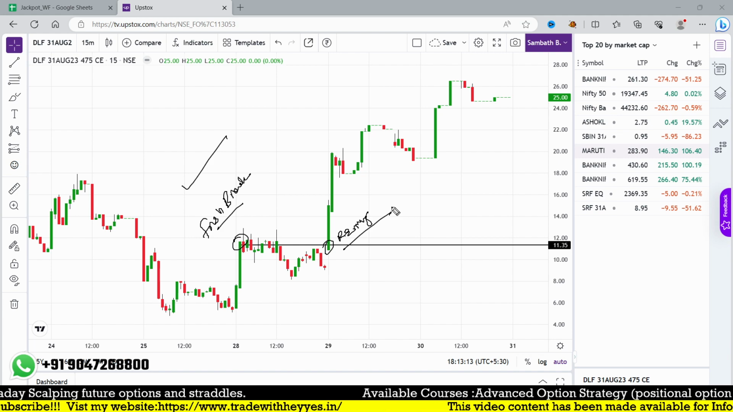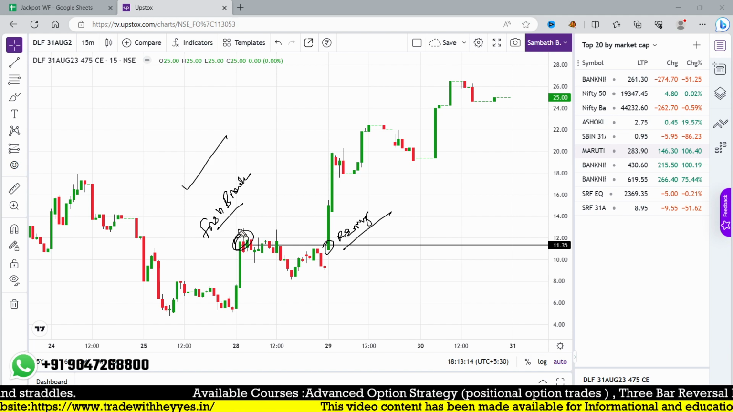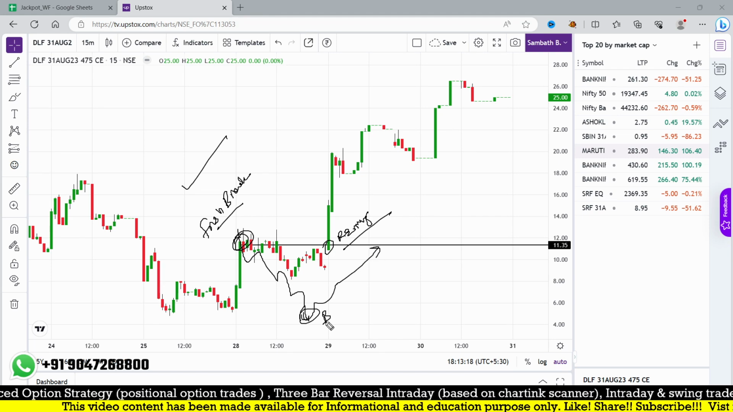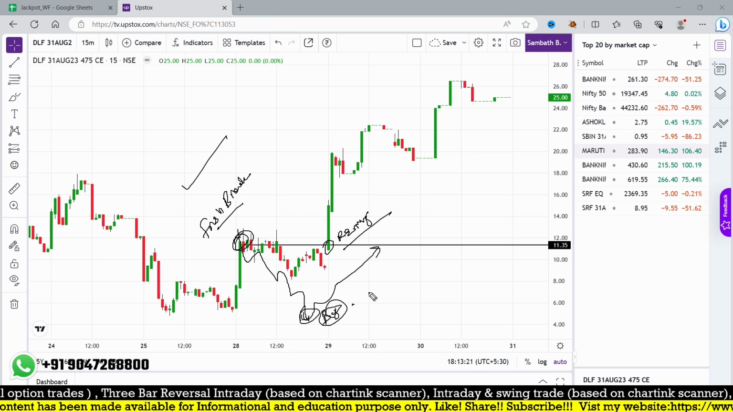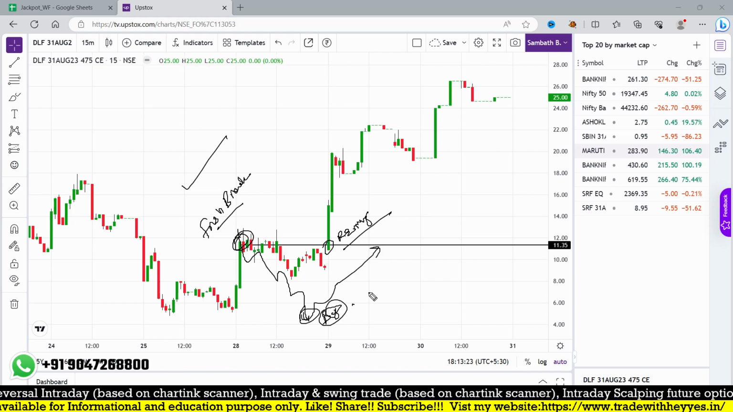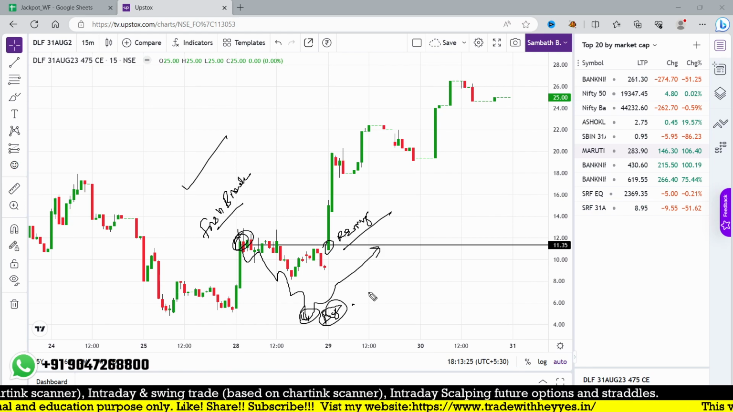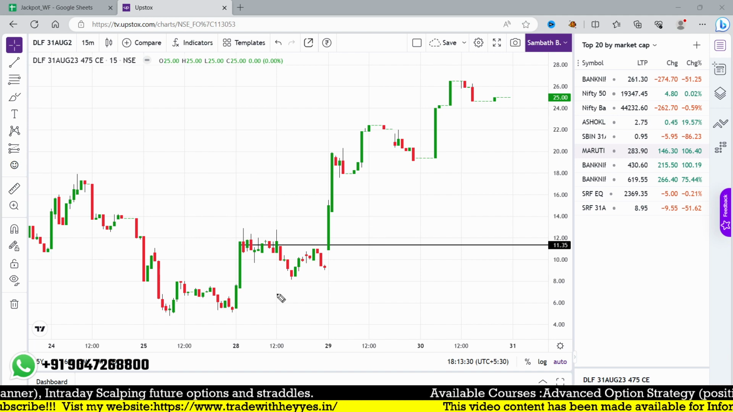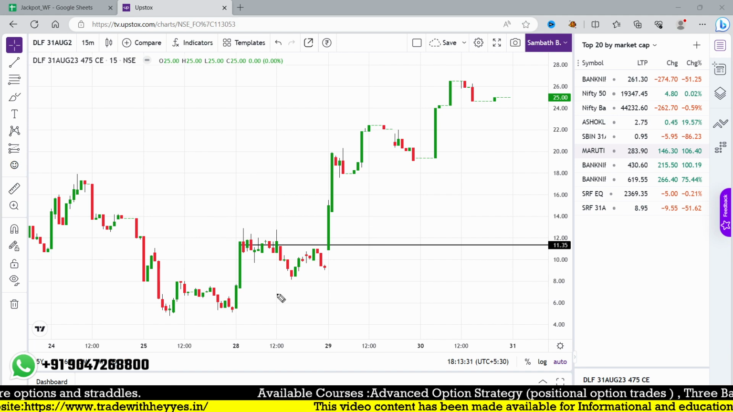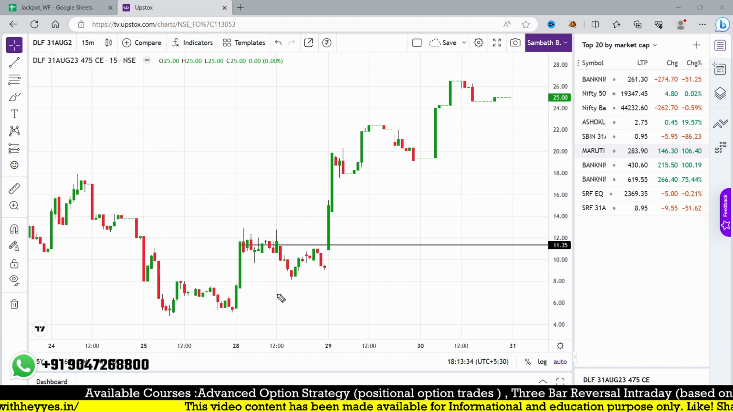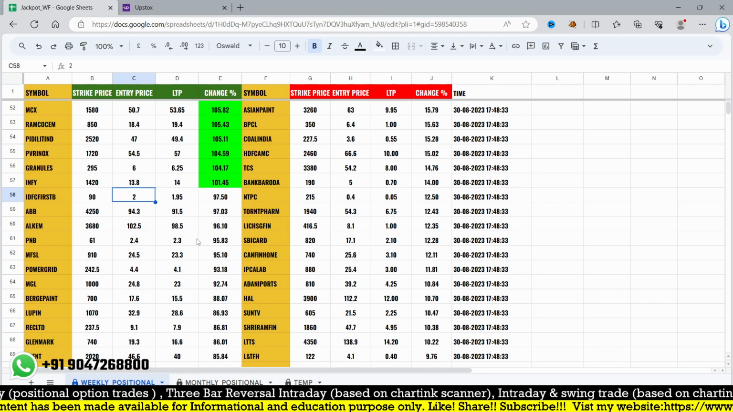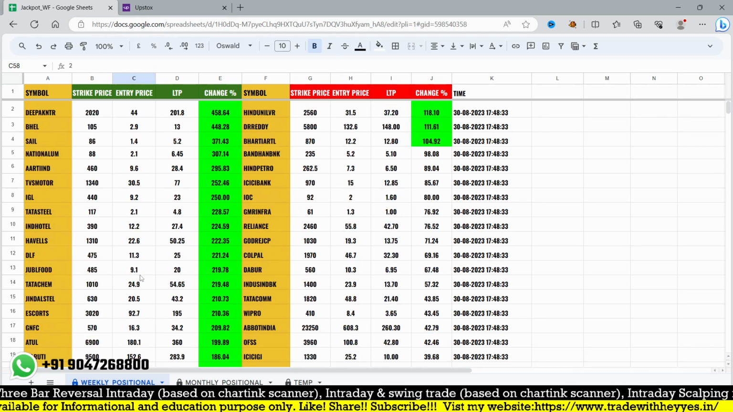One more thing we can focus on: if a stock gave you an entry and keeps on going lower, and you find a buy signal from any other indicator or chart, that is another pullback entry. I hope you understood the difference between the fresh breakout and re-entry. If you are going to check, this is the sheet which is running for over 184 stocks, which we are going to focus on.